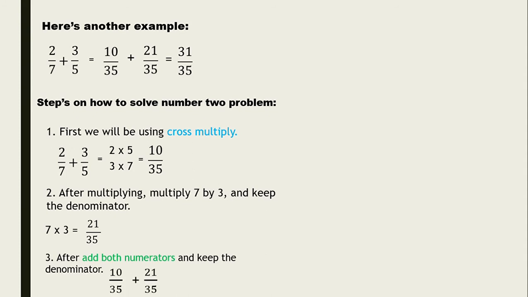So what you're going to do is 10 over 35 plus 21 over 35. Add both: 10 plus 21 will be 31, and keep the denominator. So the answer will be 31 over 35. Let's move to the next one.